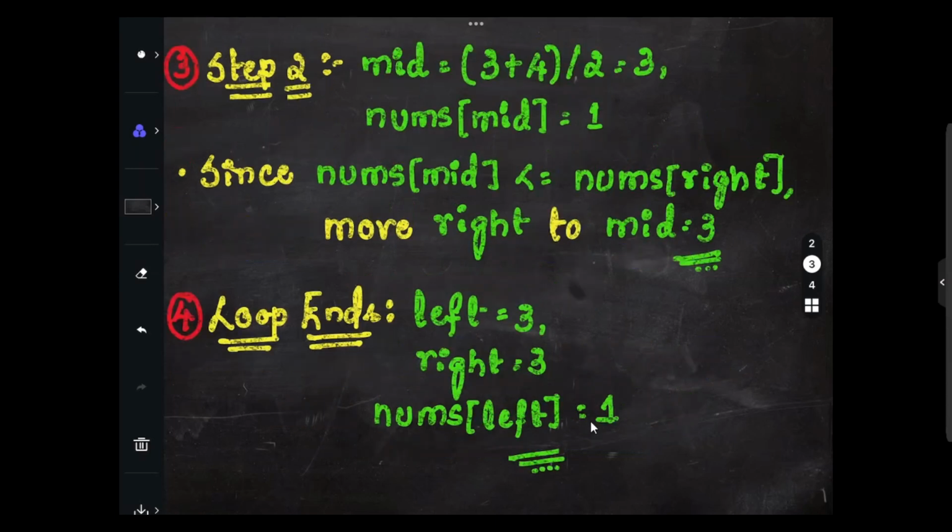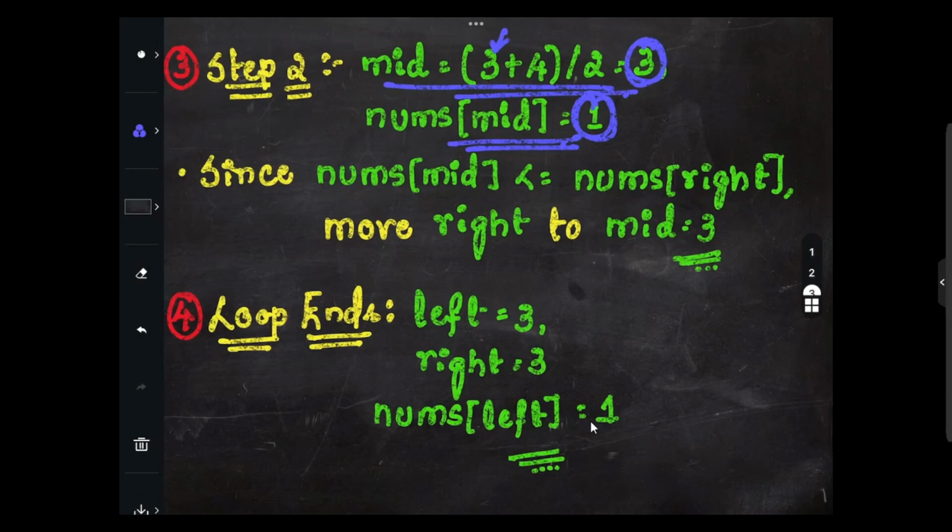Now if we want to calculate the mid, it will be 3 plus 4 by 2, as left is at 3. This gives the third index, so nums of mid is the element present at the third index, whose value is 1. We already know this one.